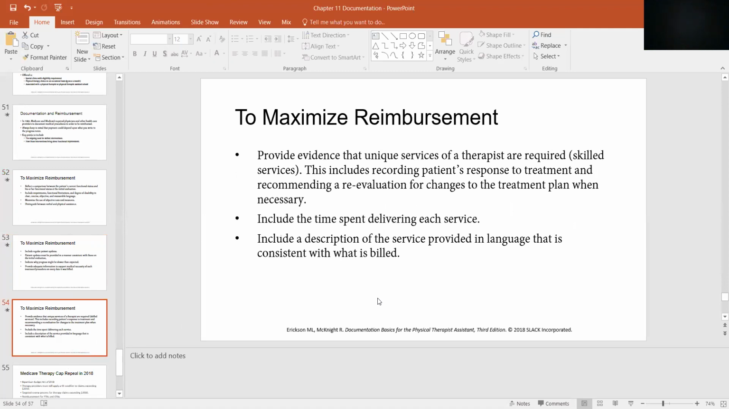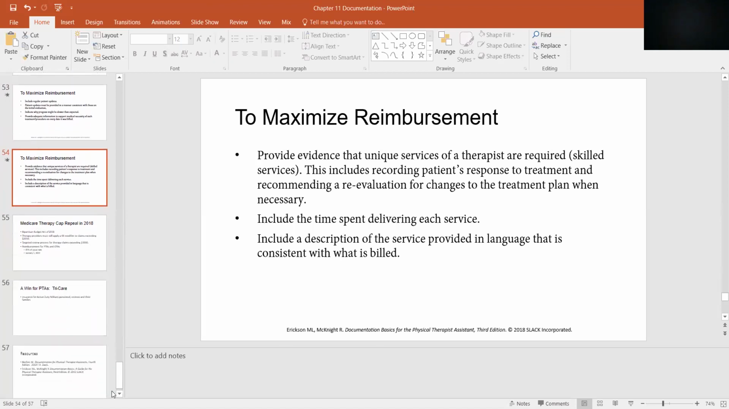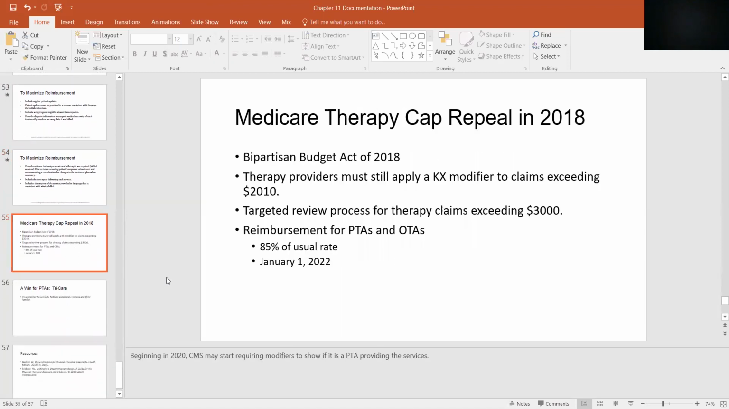You guys have heard this before. This includes recording the patient's response to treatment and recommending a reevaluation for changes to the treatment plan when necessary. Include the time spent delivering each service, and include a description of the service provided in language that is consistent with what is billed. All right, only 2 more slides to go.